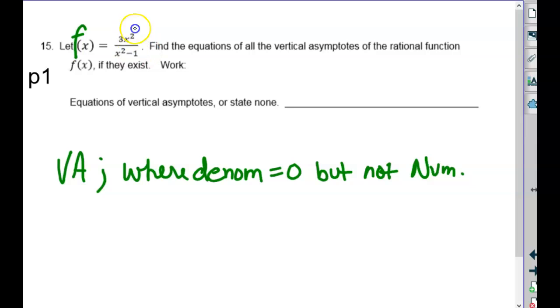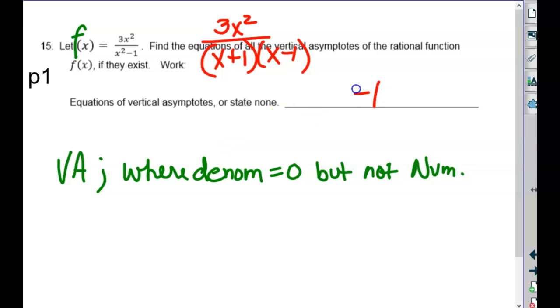So if I factor this, because that's always the first thing on the reference sheet, the top does not factor, but the bottom factors: x plus 1, x minus 1. Are there any holes in this graph? No. If there was a hole, it could not be a vertical asymptote. It would only be a hole. This doesn't have any holes, so the vertical asymptotes are where? What makes the denominator equal to 0?